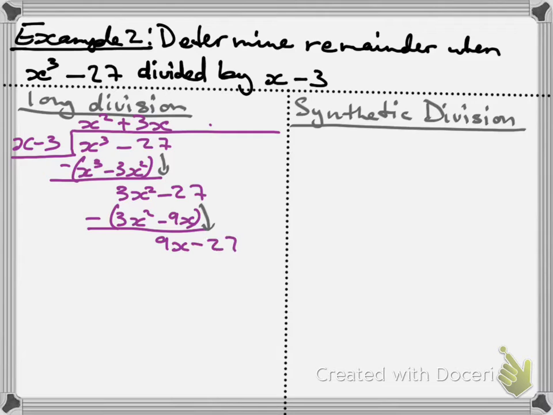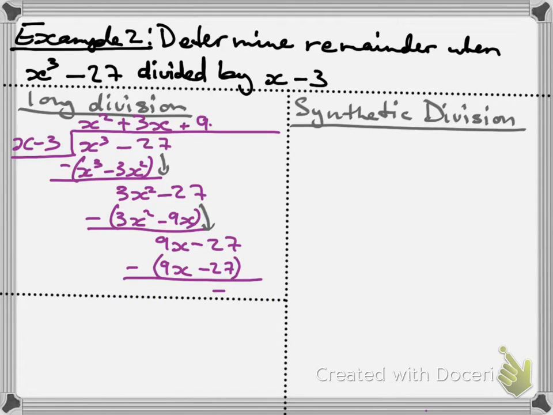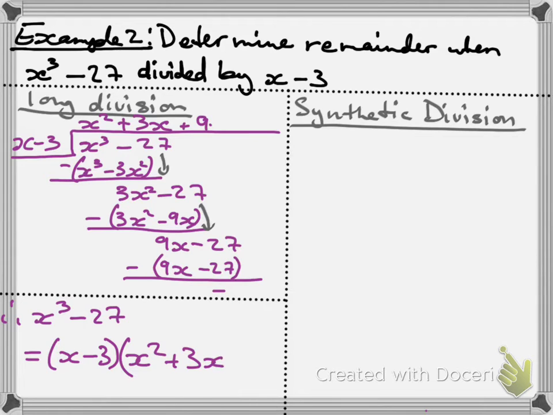Then we subtract, so we're going to remain with 9x minus 27. We bring down the 27, we divide again. 9x divided by x is going to be 9. 9 times x, 9x. 9 times -3 is going to be -27. And then we subtract, the remainder is nothing. So therefore we can say x cubed minus 27 will be equal to x minus 3 multiplied by x squared plus 3x plus 9.